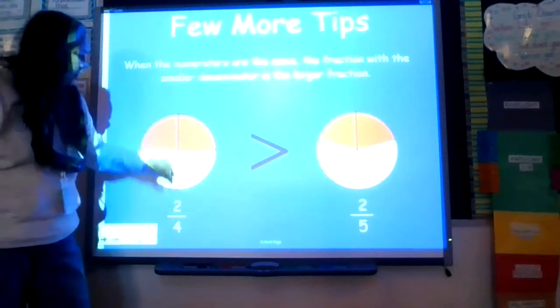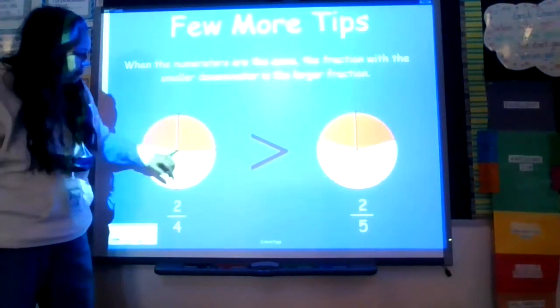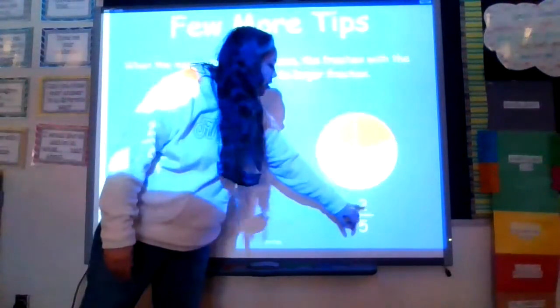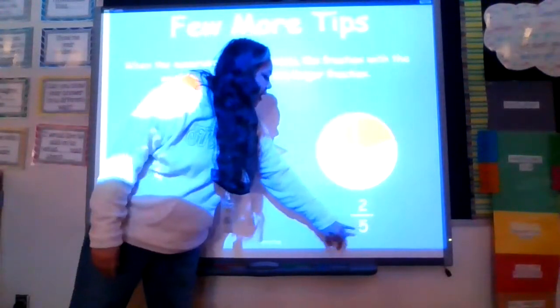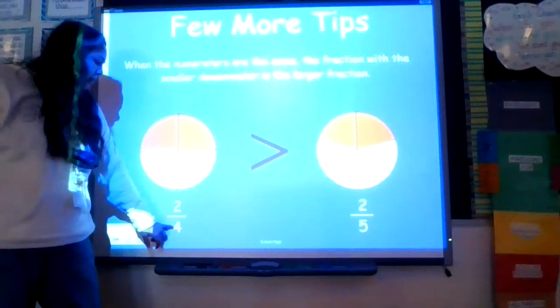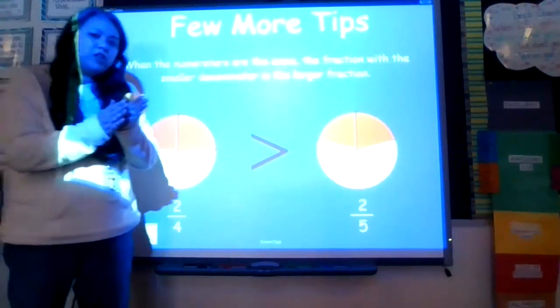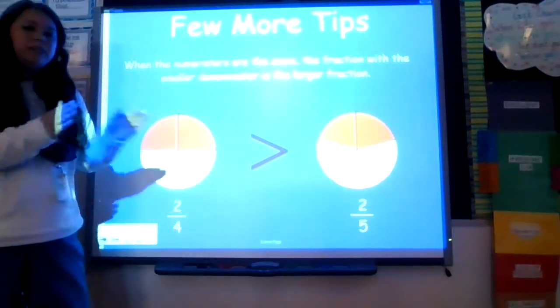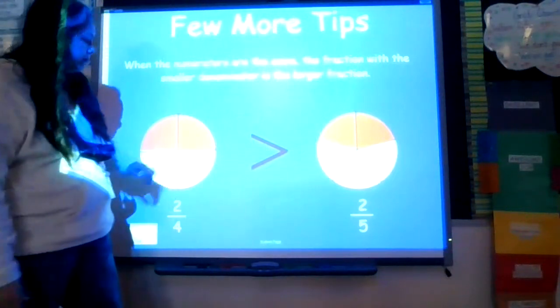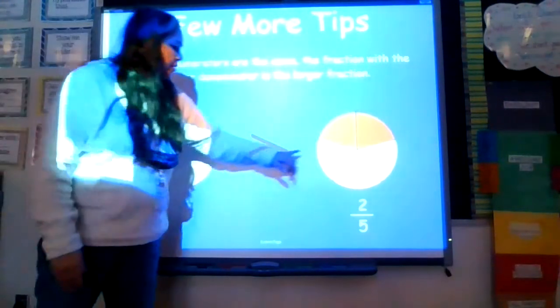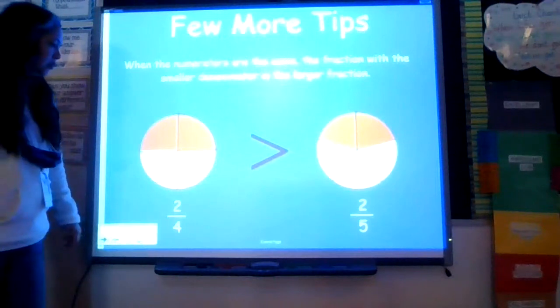So 2/4 is half, but 2/5 is fifths. If I cut a pie into 5 pieces, or I cut a pie into 4 pieces, 5 pieces are going to be smaller pieces, and 2 of those pieces are going to be smaller. So therefore, 2/4 is bigger than 2/5.